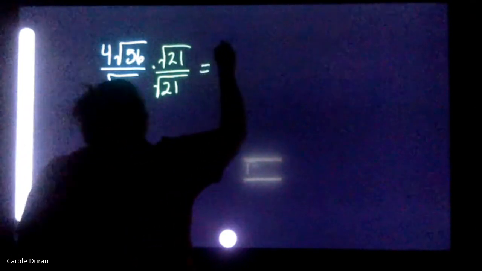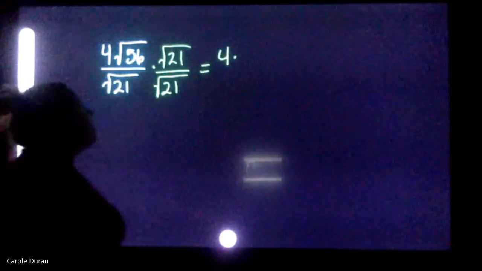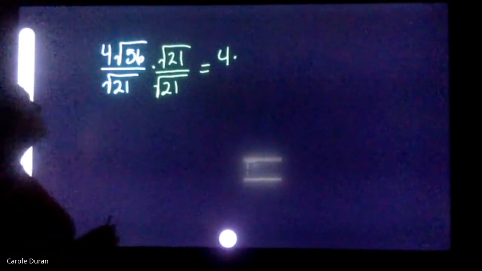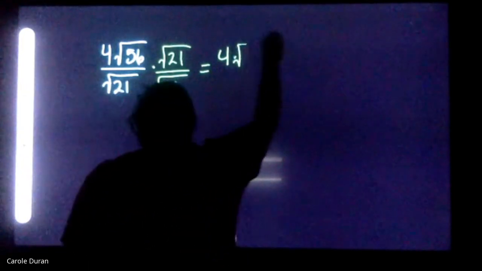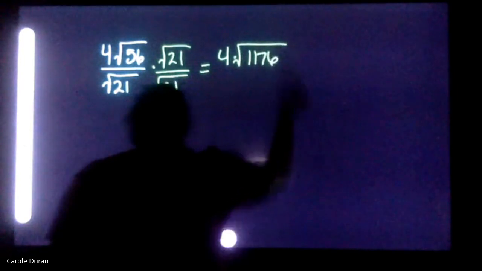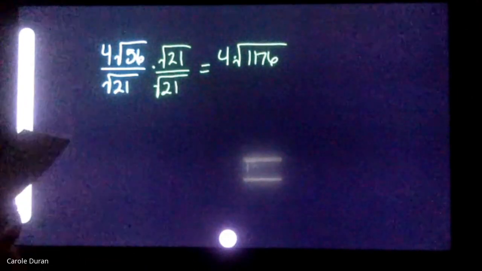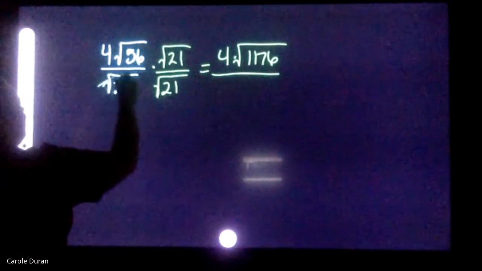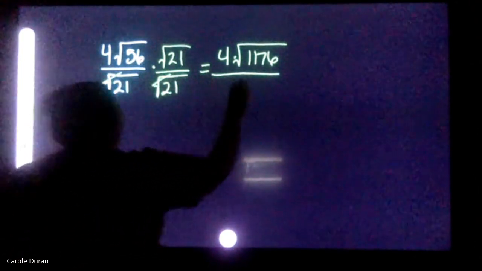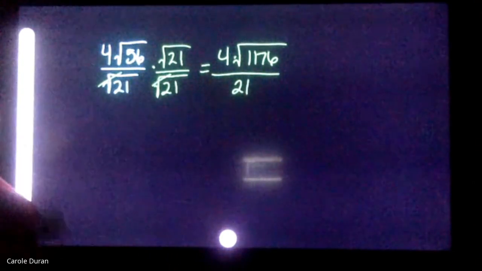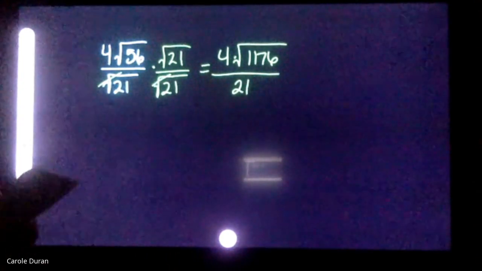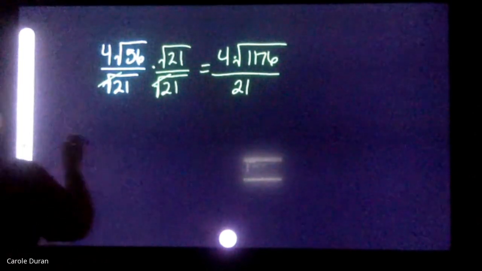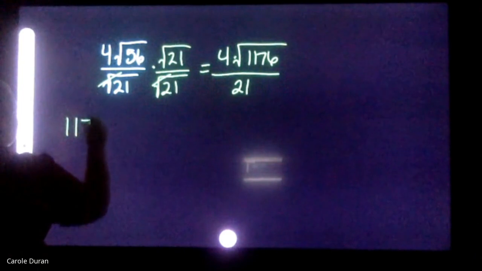So this becomes 4 times. When I multiply two radicals, I just go ahead and multiply the numbers underneath them. So 56 times 21 is actually 1176. So I have 4 times the square root of 1176 over, a square root times a square root cancels, and I'm just left with the number underneath, which is 21. Of course, from here, I get to simplify it because that's what we do. So I'm going to go ahead and do a factor tree for 1176.